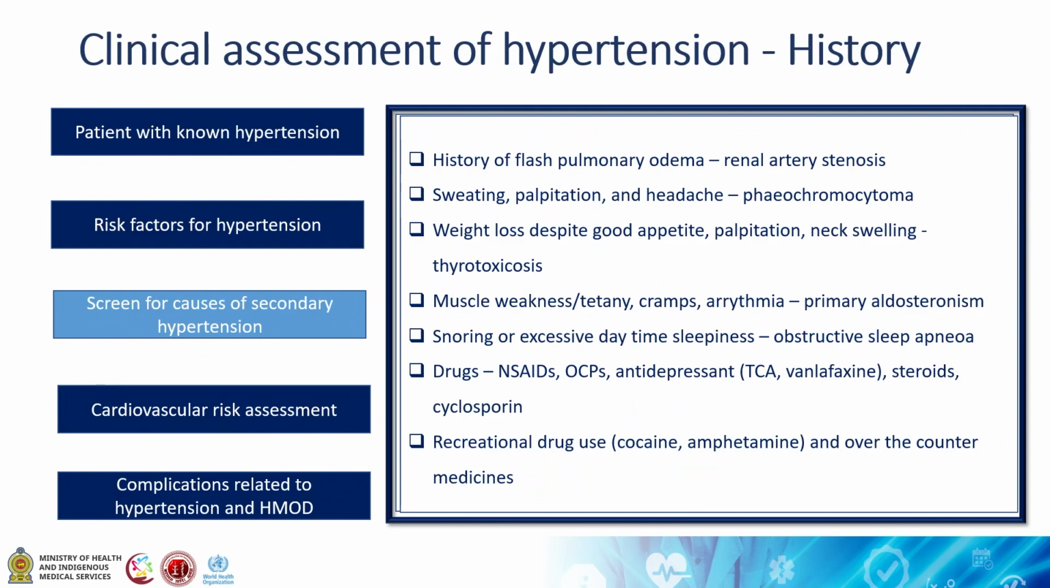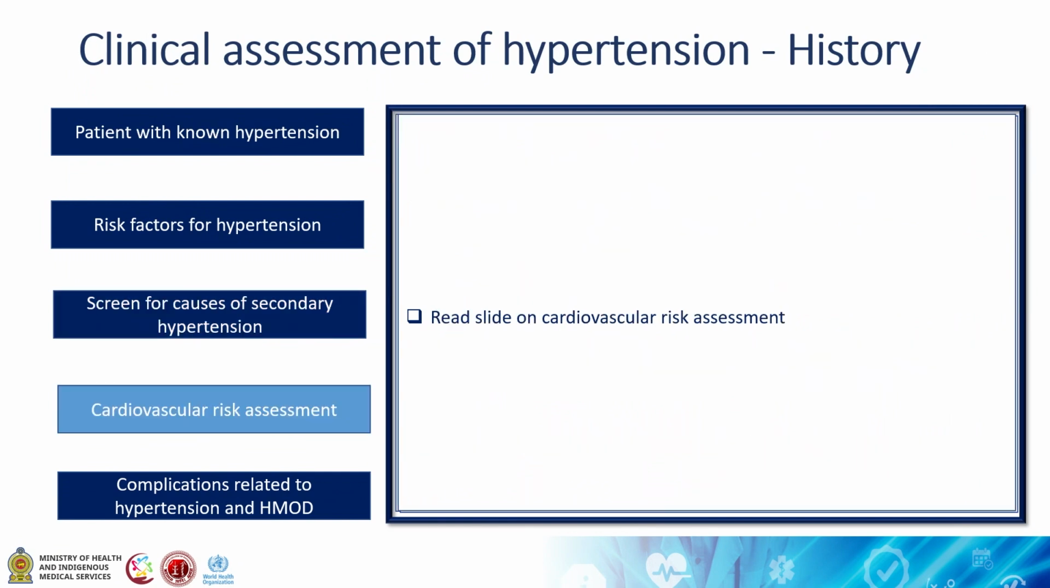cramps, arrhythmia, primary aldosteronism, snoring or excessive daytime sleepiness, obstructive sleep apnea, drugs such as NSAIDs, OCPs, antidepressants, steroids, cyclosporines, recreational drug use such as cocaine and amphetamines, and over the counter medicines. A separate slide with cardiovascular risk assessments is available later on in this presentation.